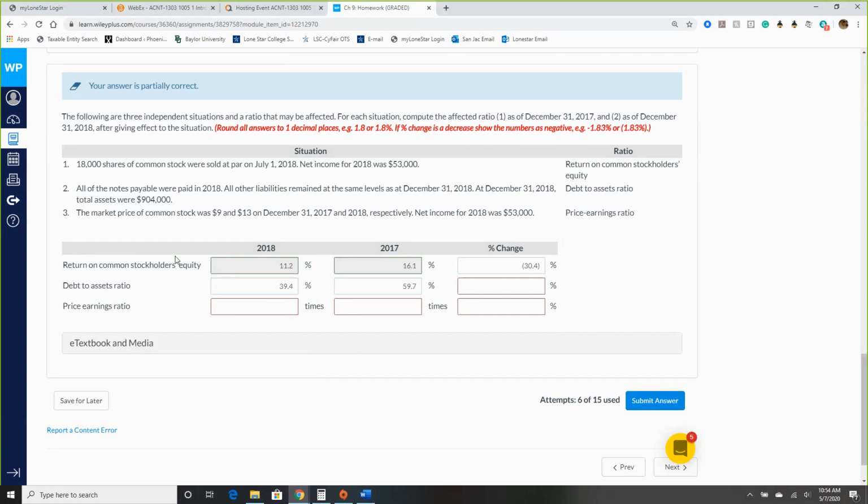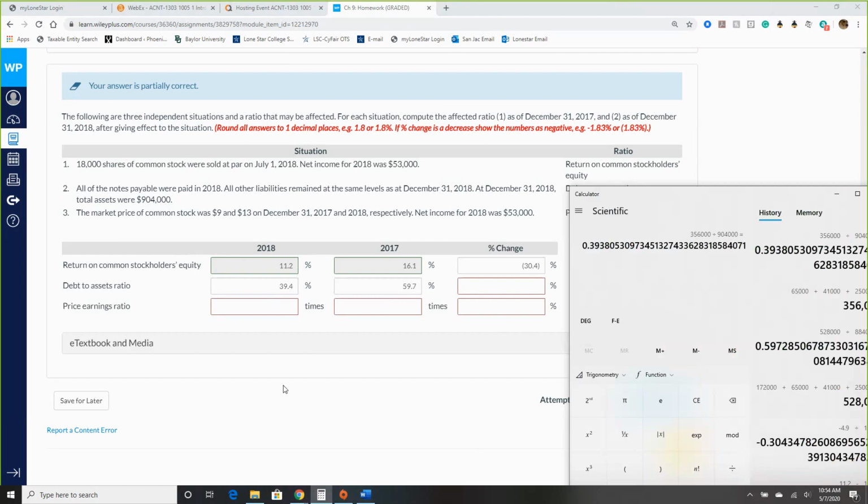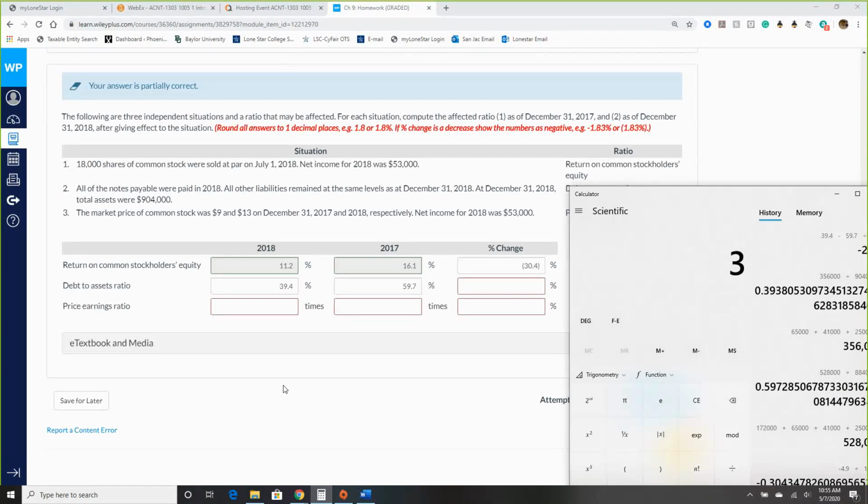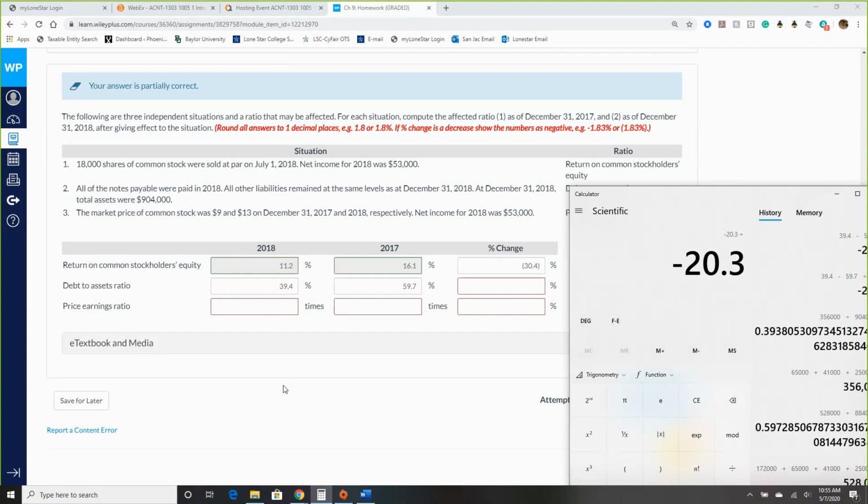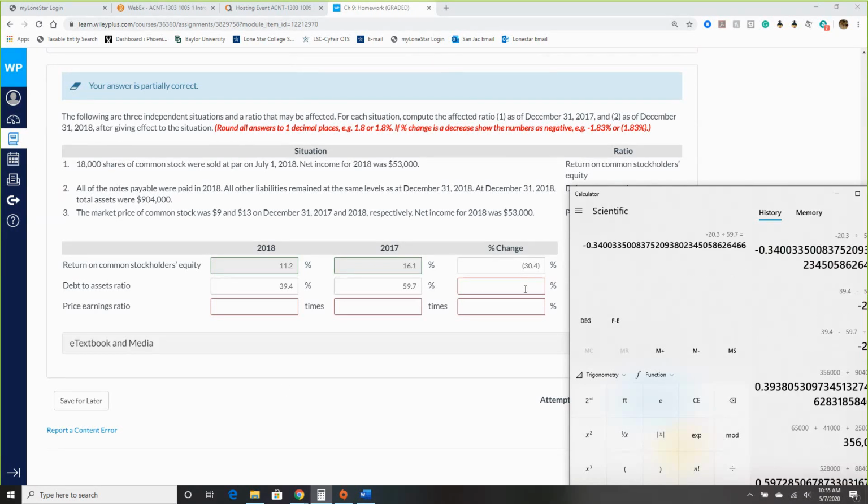I think that one's a lot easier than that return on common stock. Now we find our percentage change. So again, take your current year, which is 2018, minus your previous. We'll do that again since I accidentally hit divide. Next, divide by your previous year, so 59.7. It had a 34% drop.